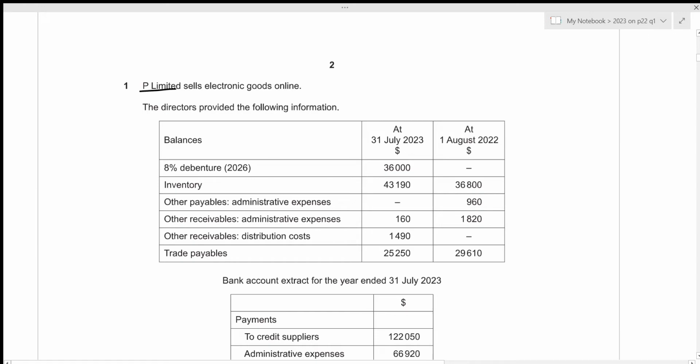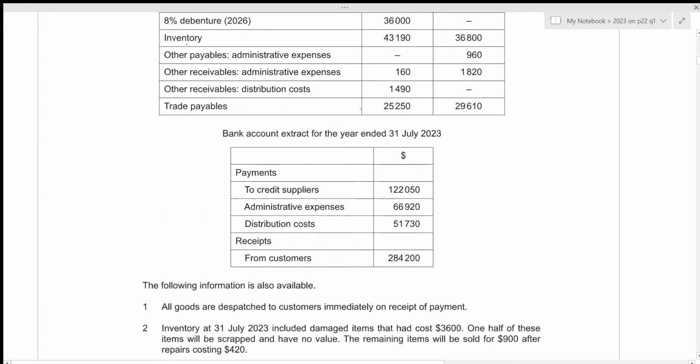P Limited sells electronic goods online. The directors provided the following information. So we have information at 1st August 2022 and 31st July 2023. These will be our opening balances. These will be our closing balances. We're given information regarding debenture, inventory, other payables for administrative expenses, other receivables for administrative expenses, other receivables for distribution costs, and trade payables. Then we're also given the bank account extract for the year ended 31st July 2023.